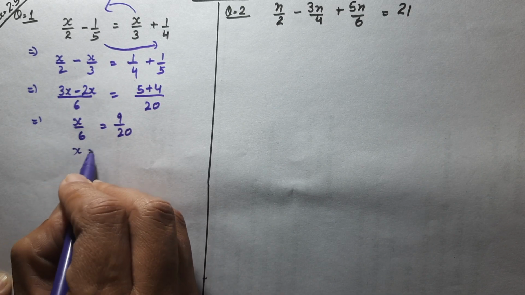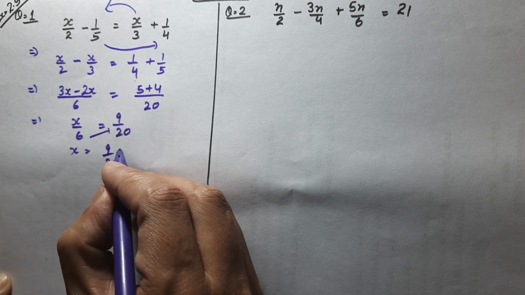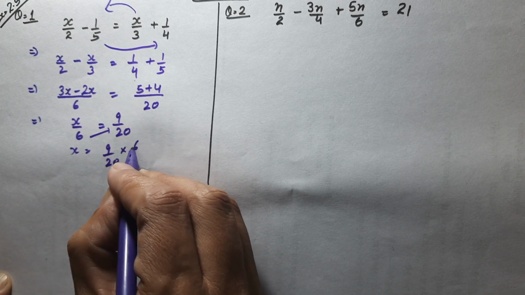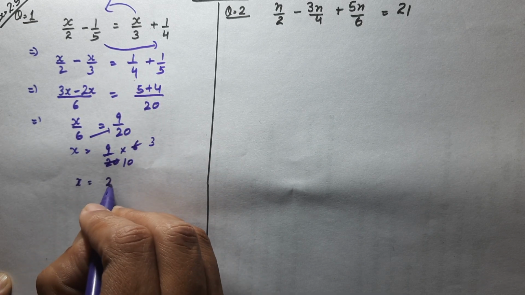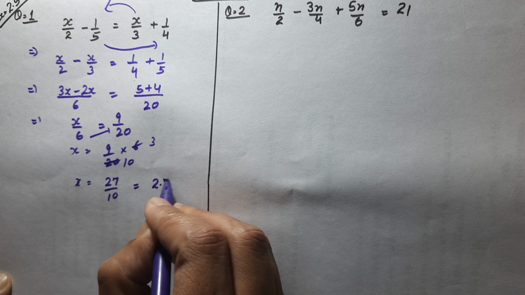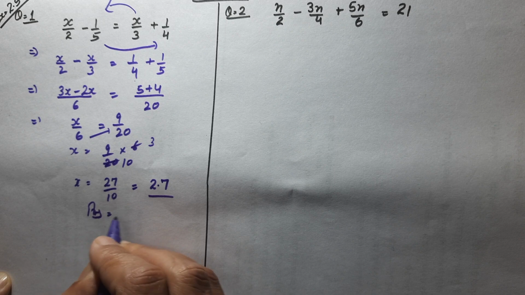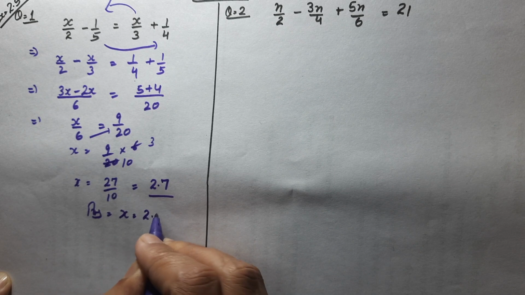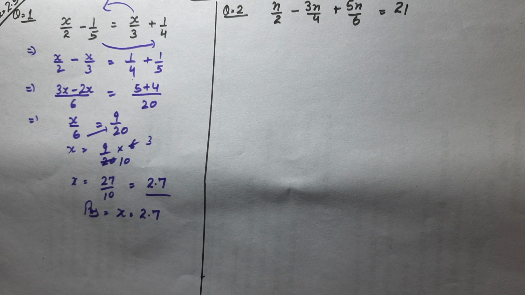Now x will be equals to 6 will go to this side. 9 upon 20, divide will change into multiply. 2 3s are 6, 2 tens. So x comes out to be 27 upon 10, that is equals to 2.7. So that is our answer. So our answer is x is equals to 2.7. He has said that just simplify it. He hasn't said that you have to check the result. Only simplify.